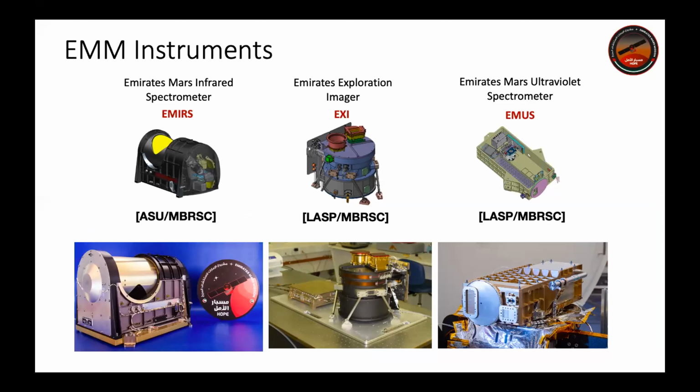We have the Emirates Mars Infrared Spectrometer, EMIRS, developed by Arizona State University and Mohammed Bin Rashid Space Centre. We have the Emirates Exploration Imager, EXI, developed by the Laboratory for Atmospheric and Space Physics and Mohammed Bin Rashid Space Centre. And we have the Emirates Mars Ultraviolet Spectrometer, EMUS, that is developed by LASP and MBRSC as well.